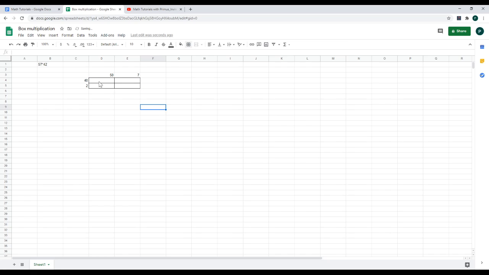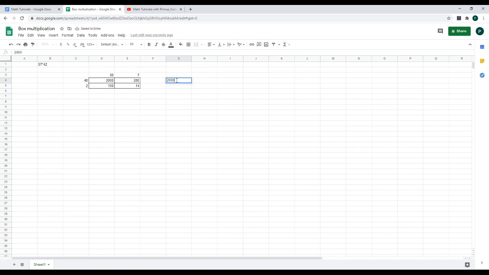To make things look a little neater, we're going to do that. Now, we're going to multiply all the numbers together like this. 50 times 40 is 2,000, while 50 times 2 is only 100. 40 times 7 is 280, while 7 times 2 is only 14.